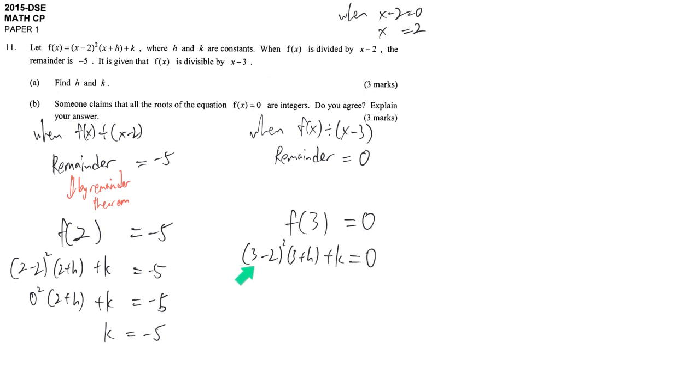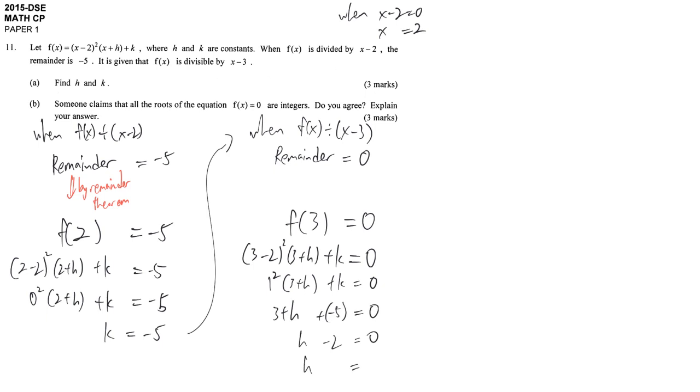Before we replace it by 3, x minus 2 we can't combine, but 3 minus 2 is a simple number, 1 squared here. So 3 plus h, and also k, we already know that k is negative 5, so we can update the information, negative 5 here. So h equals 2. We have already fulfilled the first requirement here. Then we look at part B.